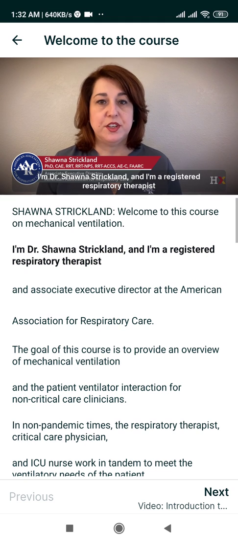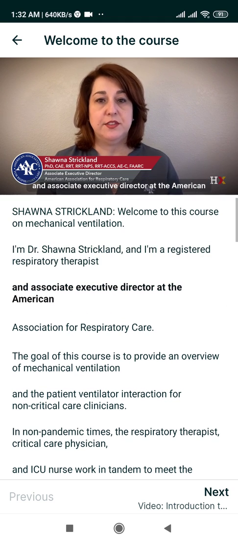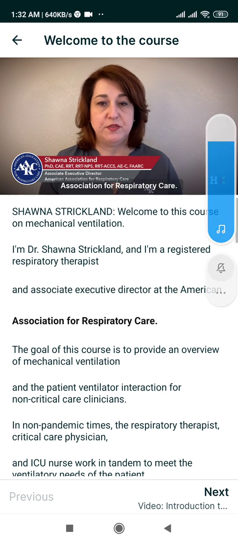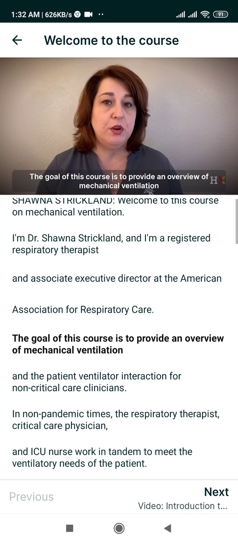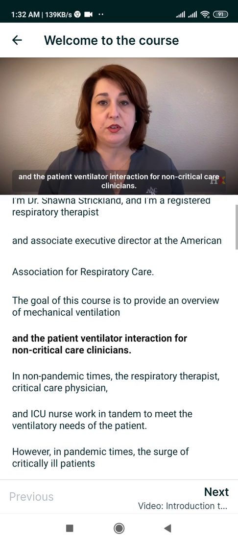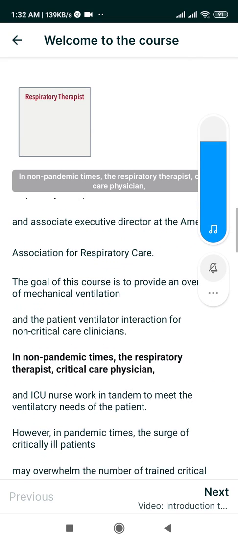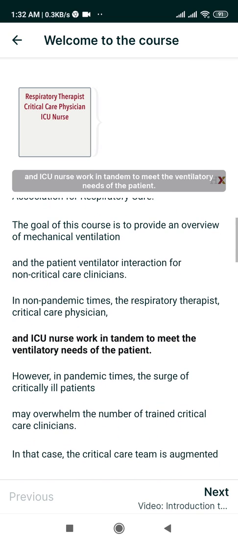I'm Dr. Shauna Strickland, and I'm a registered respiratory therapist and Associate Executive Director at the American Association for Respiratory Care. The goal of this course is to provide an overview of mechanical ventilation and the patient-ventilator interaction for non-critical care clinicians. In non-pandemic times, the respiratory therapist, critical care physician, and ICU nurse work in tandem to meet the ventilatory needs of the patient.